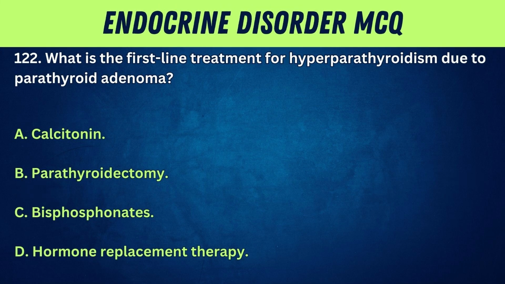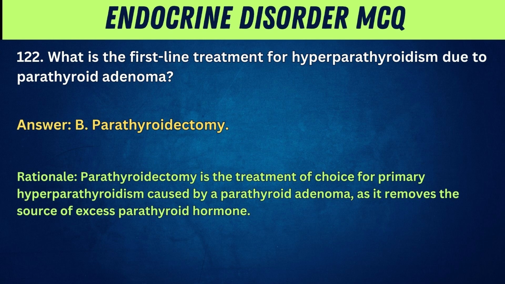122. What is the first-line treatment for hyperparathyroidism due to parathyroid adenoma? A. Calcitonin. B. Parathyroidectomy. C. Bisphosphonates. D. Hormone replacement therapy. Answer: B. Parathyroidectomy. Rationale: parathyroidectomy is the treatment of choice for primary hyperparathyroidism caused by a parathyroid adenoma, as it removes the source of excess parathyroid hormone.